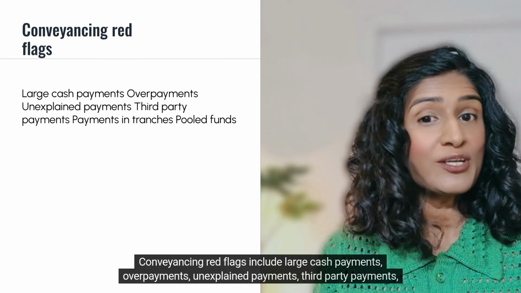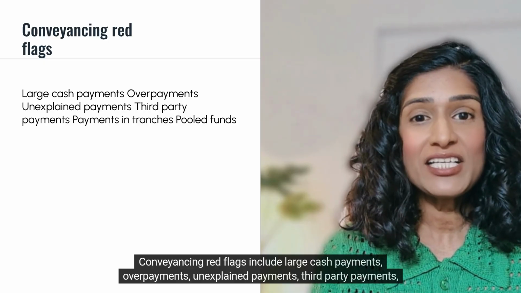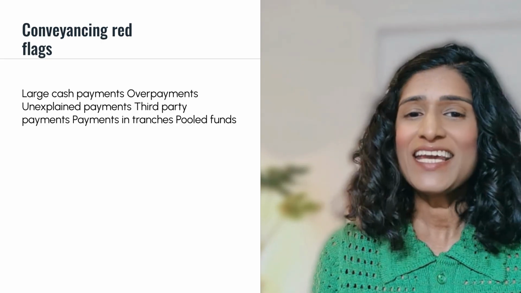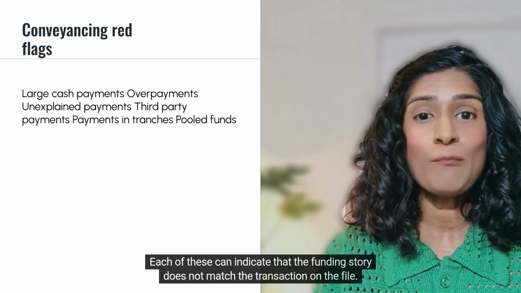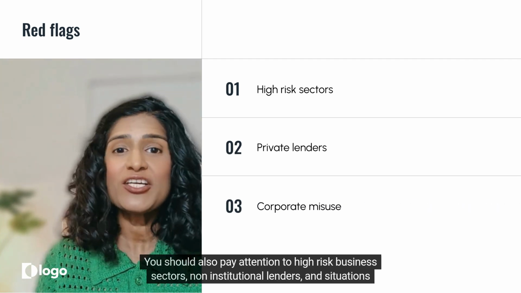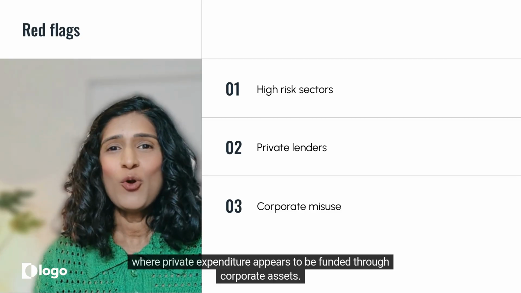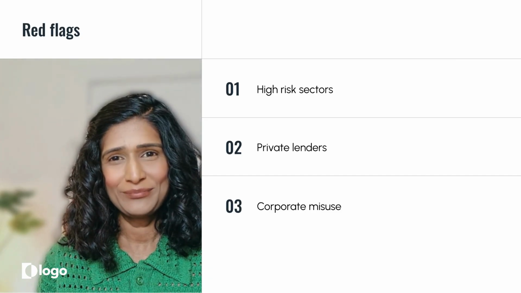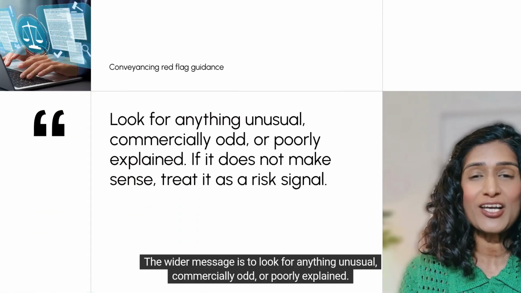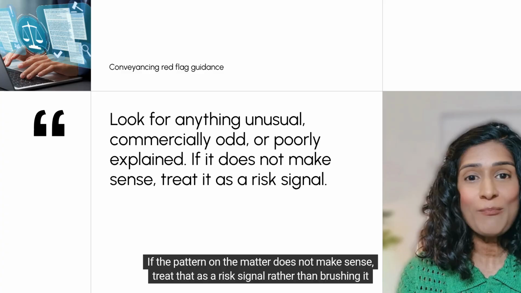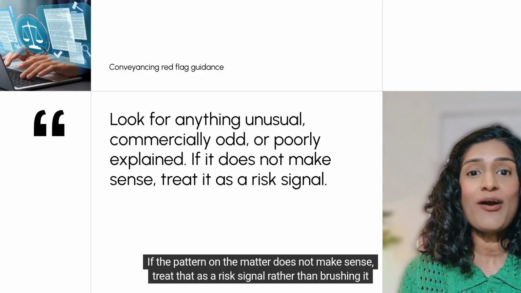Conveyancing red flags include large cash payments, overpayments, unexplained payments, third-party payments, payments in tranches, and pooled funds. Each of these can indicate that the funding story does not match the transaction on the file. You should also pay attention to high-risk business sectors, non-institutional lenders, and situations where private expenditure appears to be funded through corporate assets. These can point to fraud, concealment, or misuse of funds. The wider message is to look for anything unusual, commercially odd, or poorly explained. If the pattern on the matter does not make sense, treat that as a risk signal rather than brushing it aside.